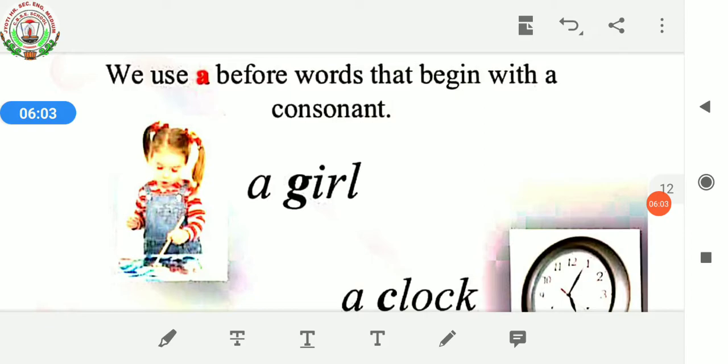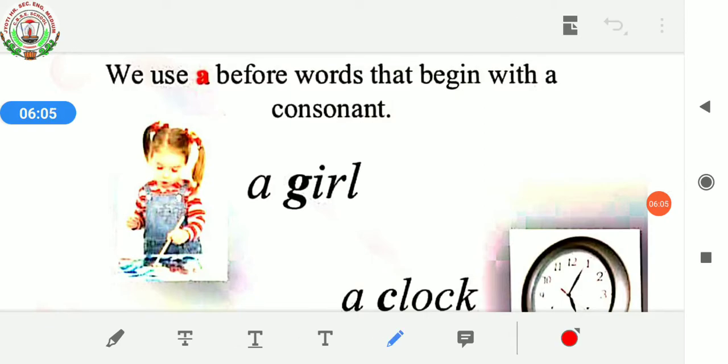Now look at this. What is written over here? We use a before words that begin with a consonant, like for example, a girl. Okay, in the spelling of girl, G is the starting letter, so G is a consonant, and before a consonant we have to use a.